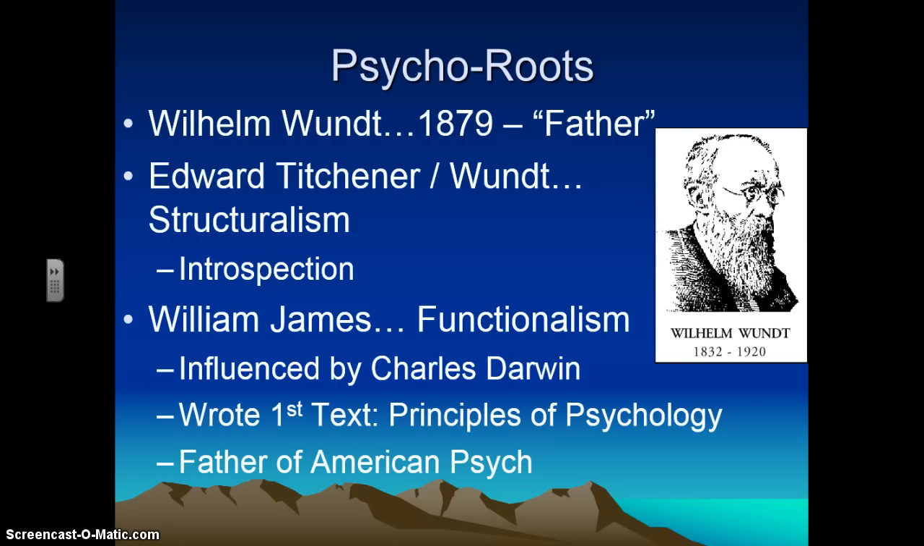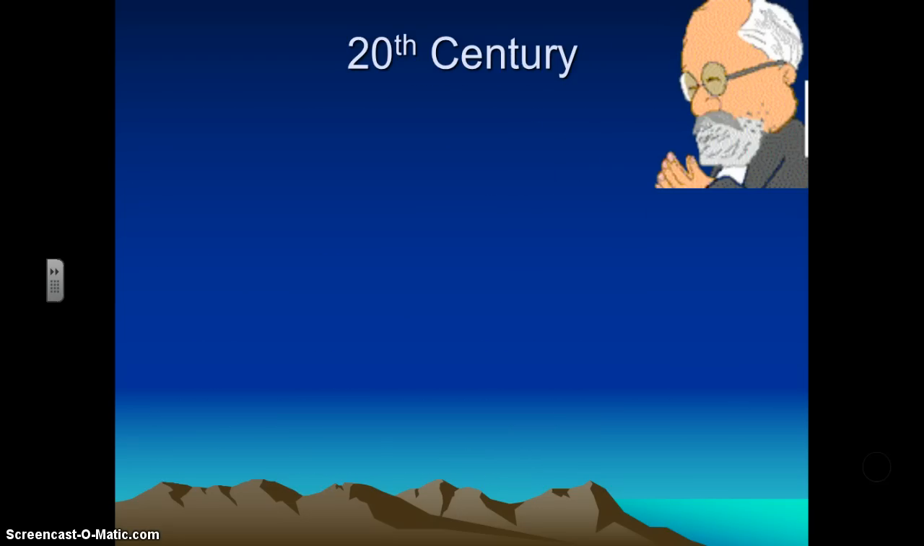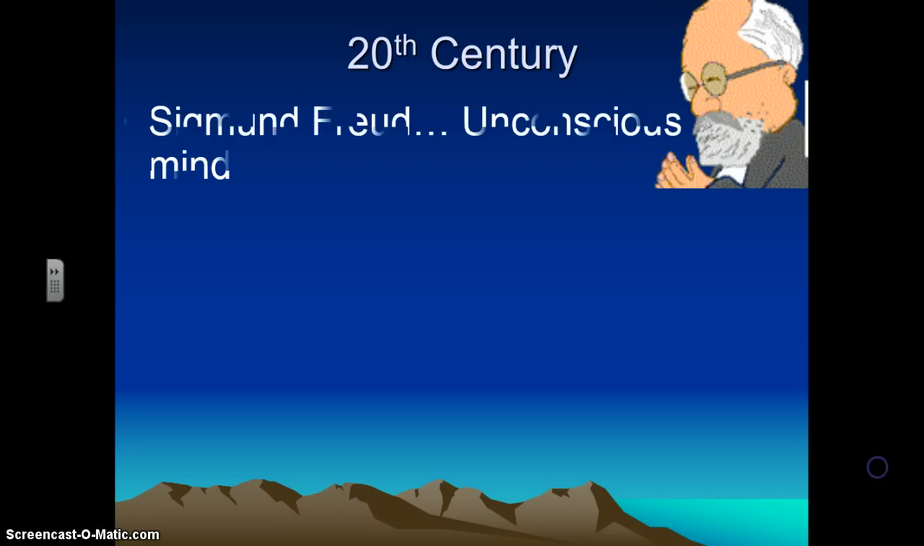Okay? All right. Now, this was all going on in the late 1800s. In the 1900s, we have different groups that emerge, different people that emerge. And one of the most influential was a guy by the name of Sigmund Freud. And Freud was very influential because he came up with a revolutionary concept that nobody else had thought of before. And that was something that he called the unconscious mind.